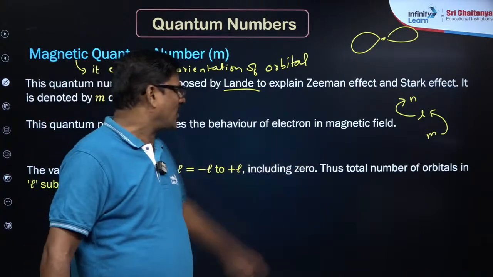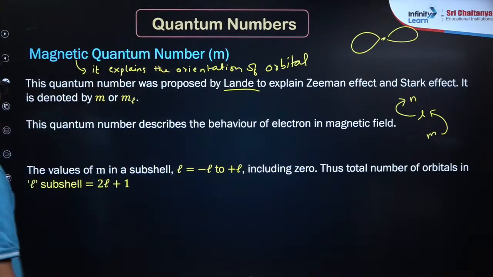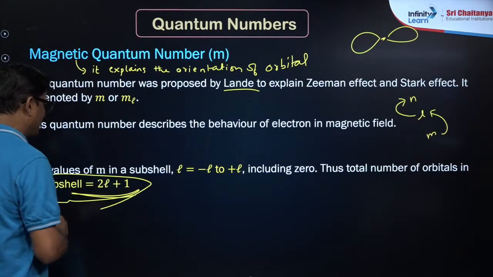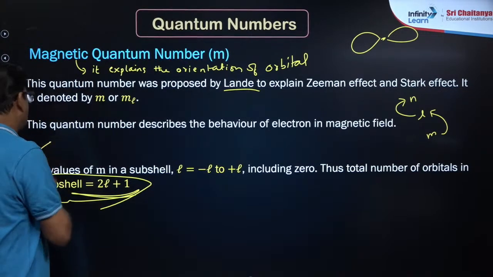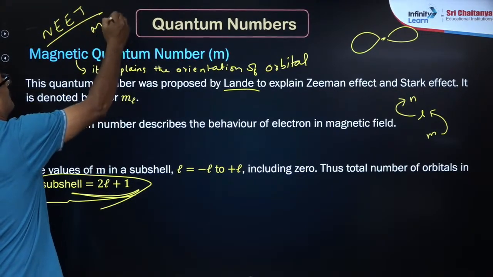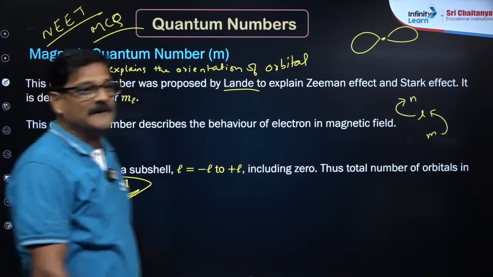And thus the total number of orbitals in l subshell is 2l plus 1. This is a very important line. You can use it directly in NEET to solve multiple choice questions.